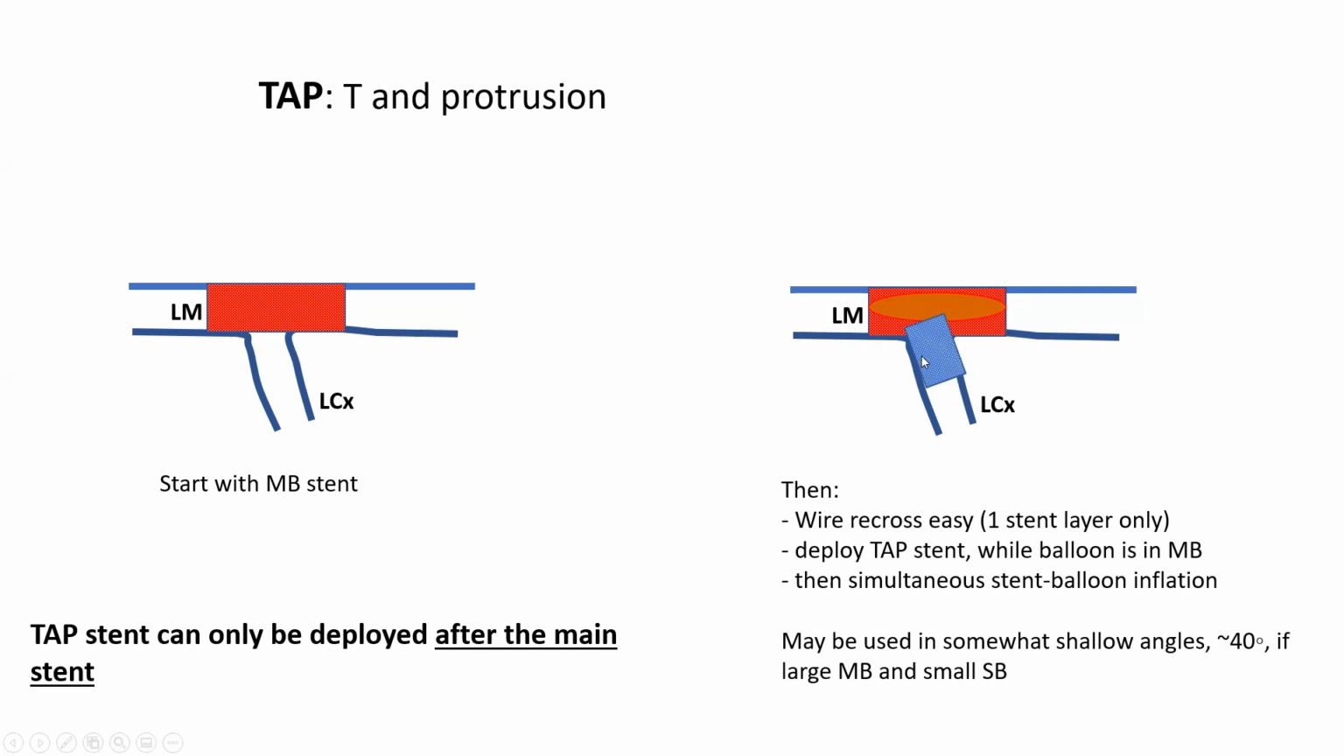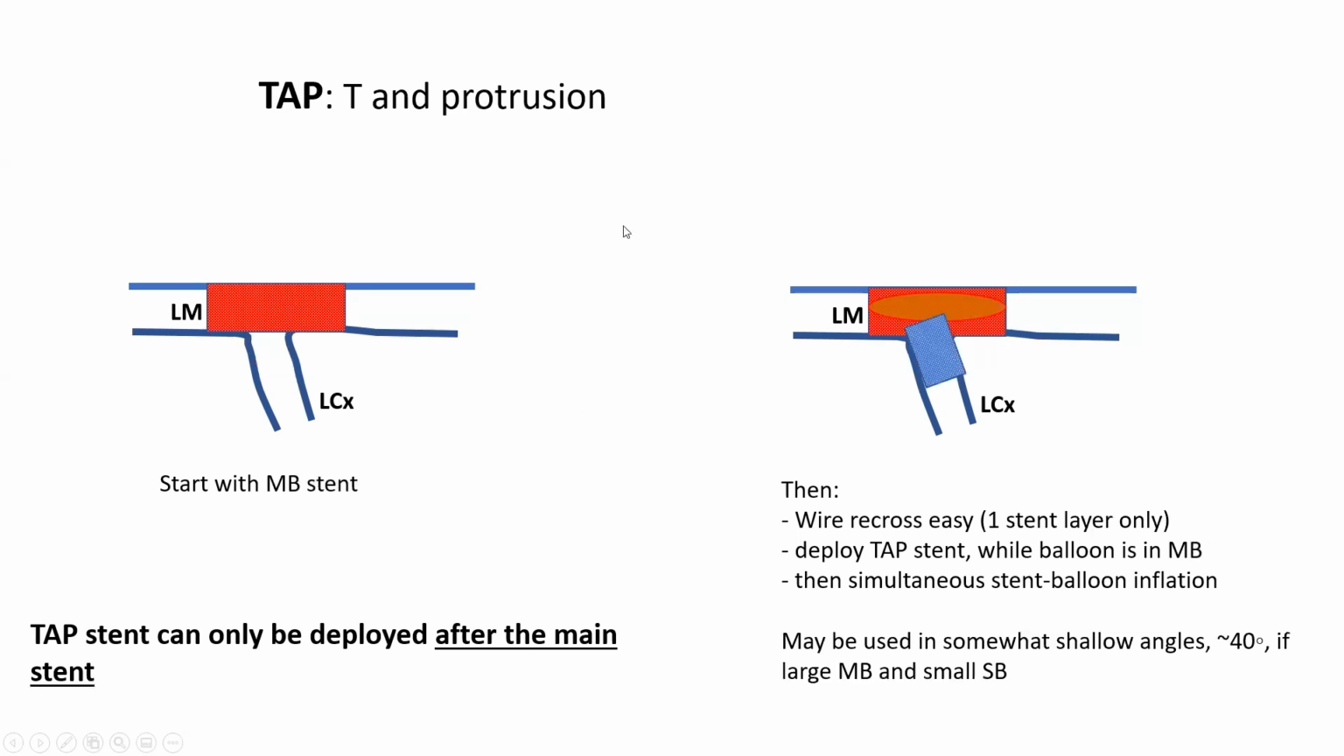Okay, a key idea here is that you deploy that TAP stent always after you deploy your main stent, and you have a balloon stationed in the main stent, ready to be inflated after you deploy your circ stent, simultaneously with a balloon in the circ.